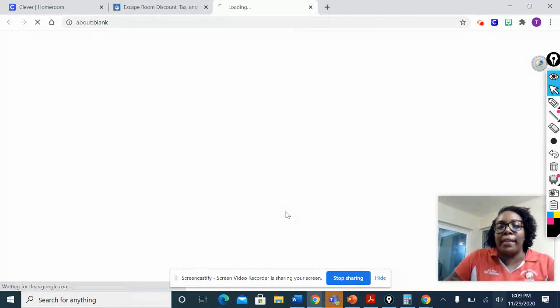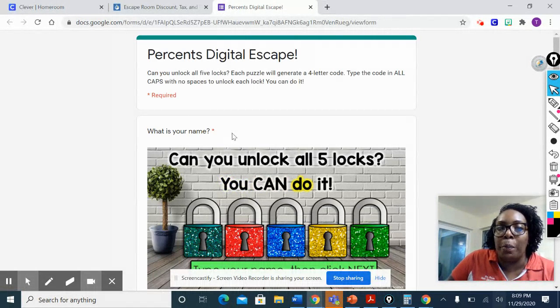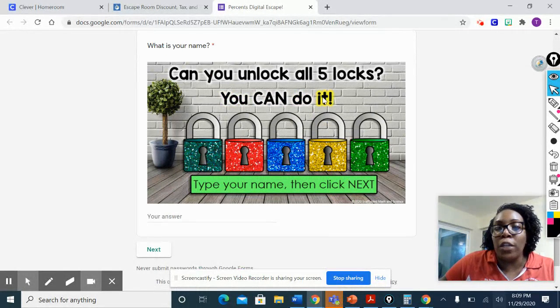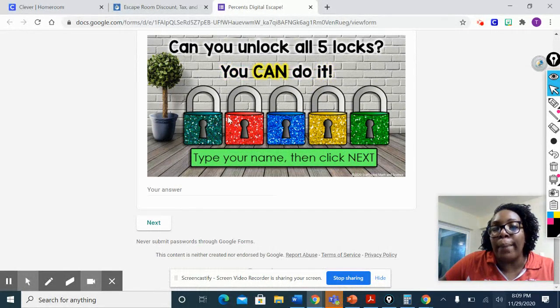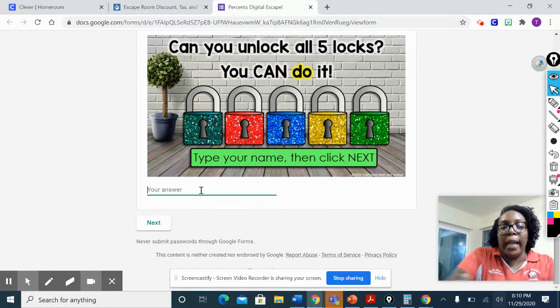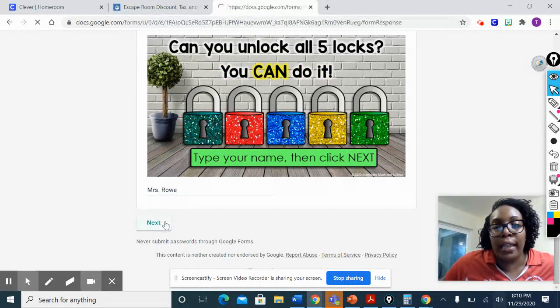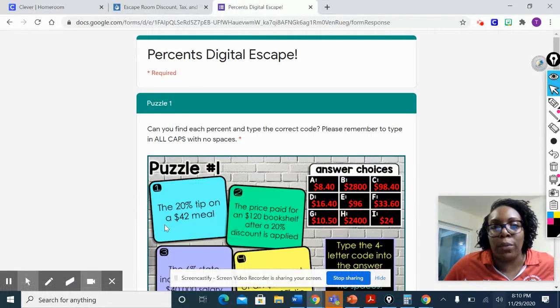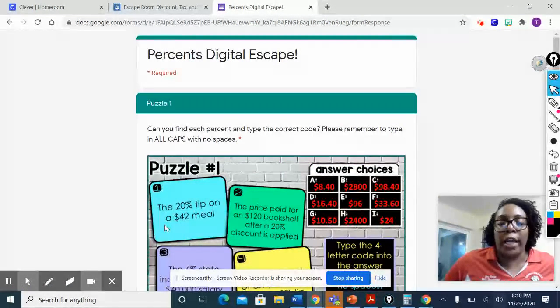Once we click on the escape room activity, it automatically opens you up into a new window, so there's nothing else that you need to do. It says, can you unlock all 5 locks? Now, I'm not doing 5 locks for you guys. I think I only did 4. Type your name. Please make sure you put your real name on there because this goes directly to me, so I don't have to worry about AJ or a nickname.